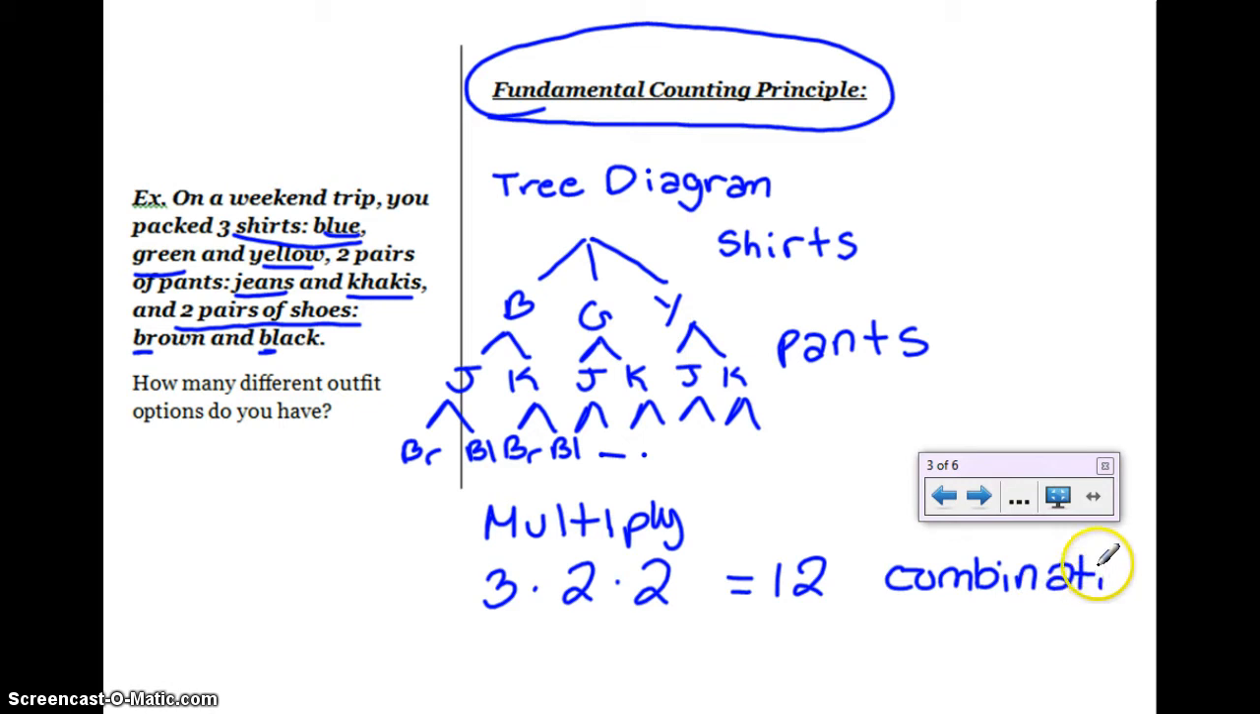This is called the fundamental counting principle, and it will work anytime you're trying to put different objects together in combination. So I have shirts, pants, and shoes. We know it's fundamental counting principle because I'm trying to figure out how many combinations I can put those 3 together with. 3 times 2 times 2 gives me 12 combinations, and my tree diagram backs it up. I can look for all those combinations, all right? So this is the first method of making combinations, fundamental counting principle.